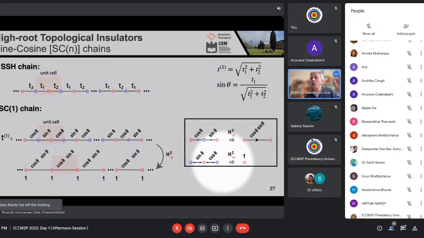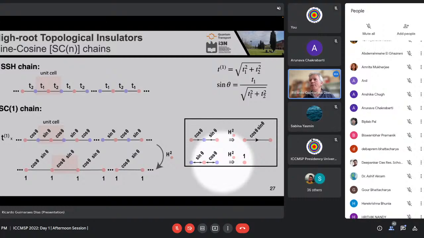How am I going to do it? I'm going to introduce these sine cosine models. How long do I have? How much time do I have still? Yeah, you have time, at least 15, 20 minutes. Oh, okay, that's good.